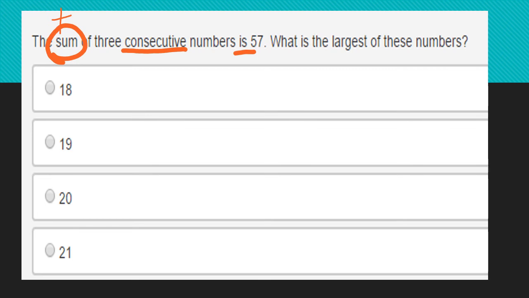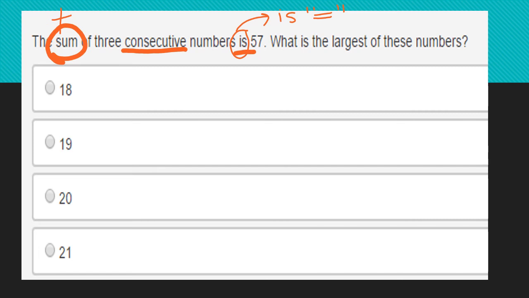For instance, Monday, Tuesday, Wednesday are consecutive days. 1, 2, 3 are consecutive numbers. So this says the sum of 3 consecutive numbers is 57. Keep in mind, anytime you see is in math, is oftentimes just means equal. So let's try to translate this.